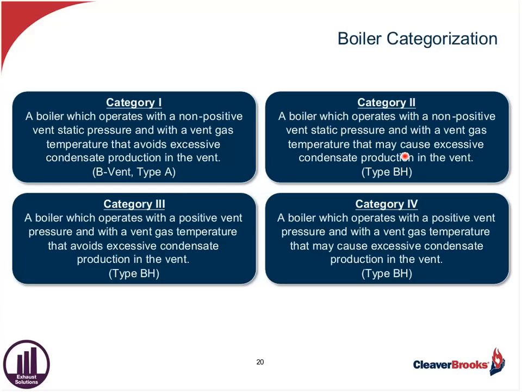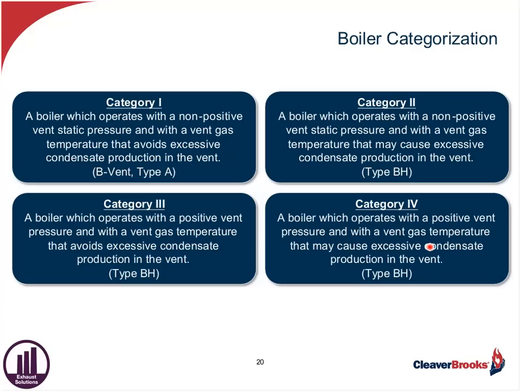Then we've got category 2, which could be pressurized but also non-condensing. Category 3 would be positive vent pressure but non-condensing. So many fire tube and water tube boilers would fall under that category, especially when you're talking about process steam. If you've got a forced draft boiler, burner combination, it is going to be venting into a category 3 vent arrangement, if you will. It'll be non-condensing but pressurized because it's got a forced draft burner.